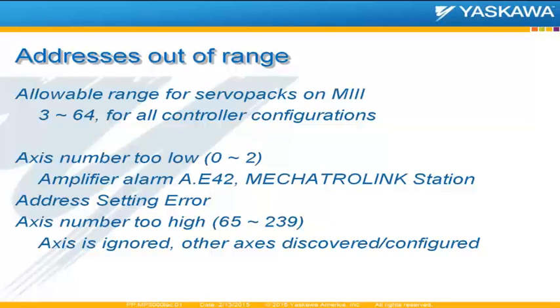If your address number is too high, Mechatrolink 3 does allow you all the way up to 239 in terms of your address range, but again, we only support addresses up to 64. So for addresses from 65 to 239, the address will simply be ignored. You won't see it, you won't know it's there. But you will be able to find every other device on the network.